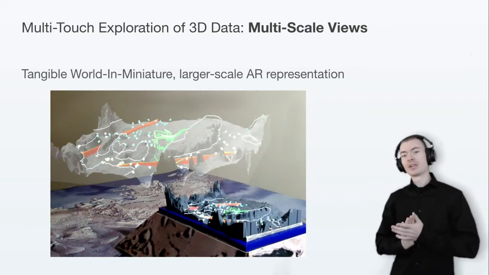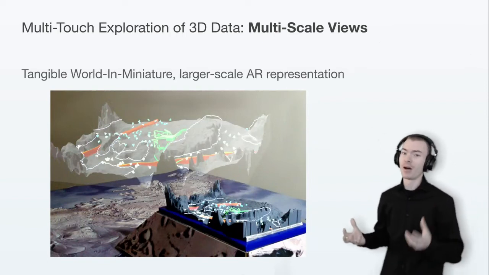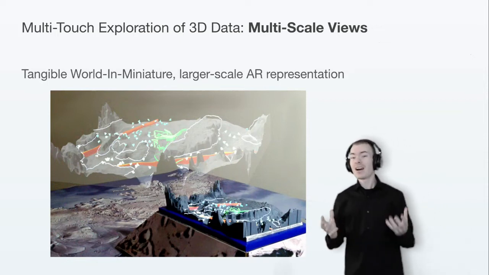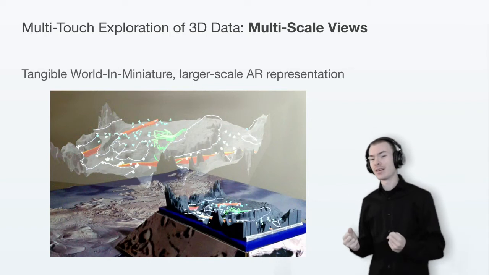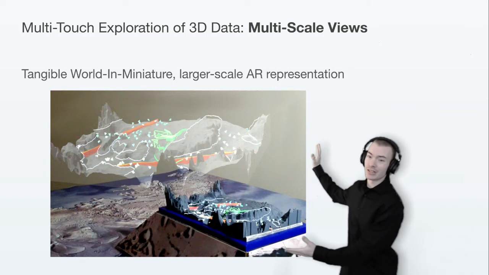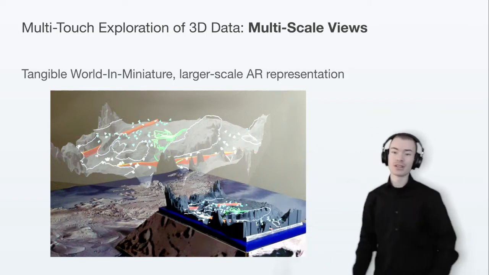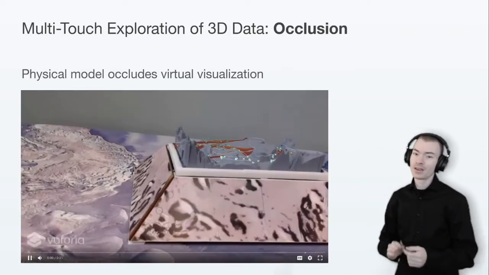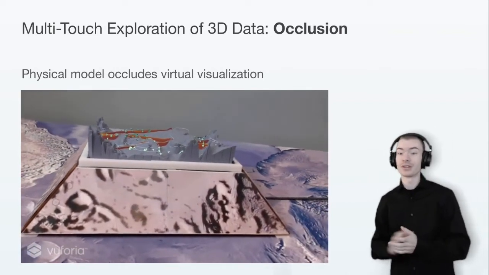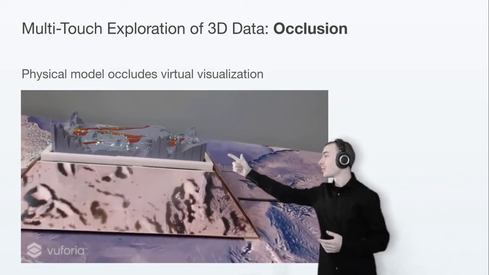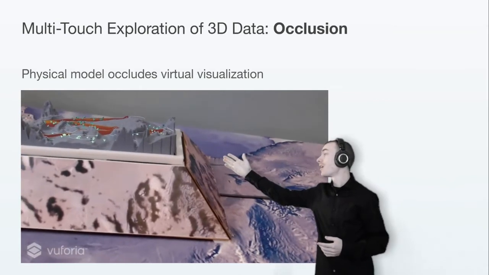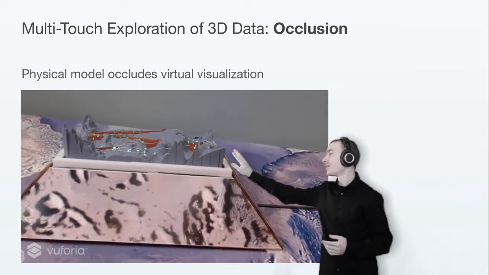To partially overcome the limitations of this small model, we've also implemented the physicalization as a world in miniature. This not only allows for multi-scale views of the data, but also allows the user to have the physicalization as a haptic proxy for the larger AR visualization. It's also important to note that the physicalization correctly occludes the virtual visualization. So notice how the cutting plane disappears behind the peak and then reappears on the other side, on the right side of this physicalization here.